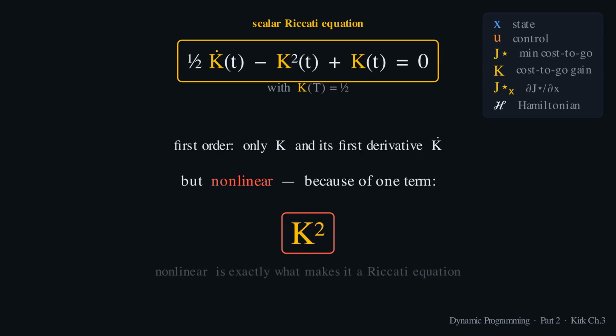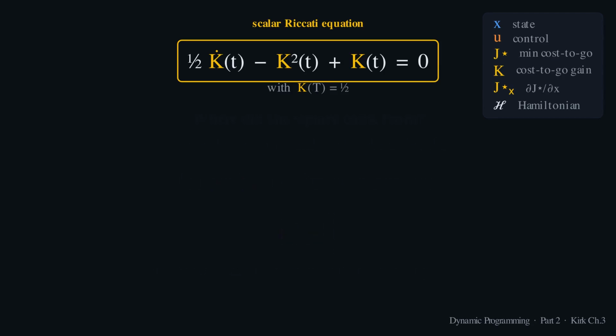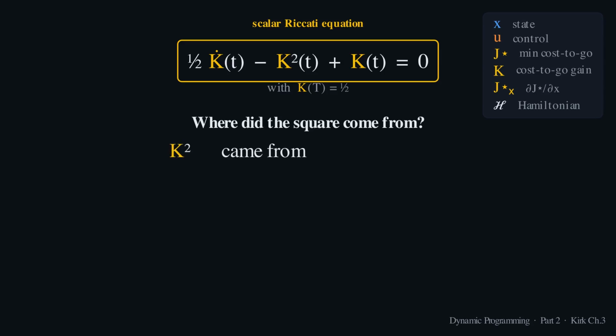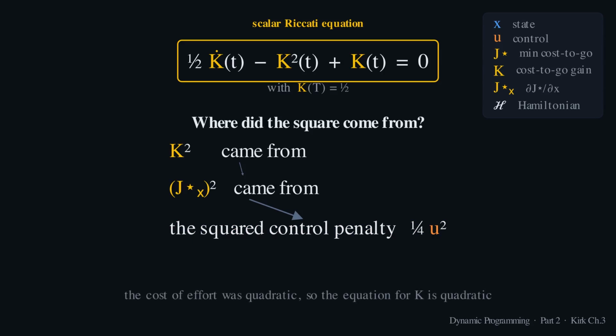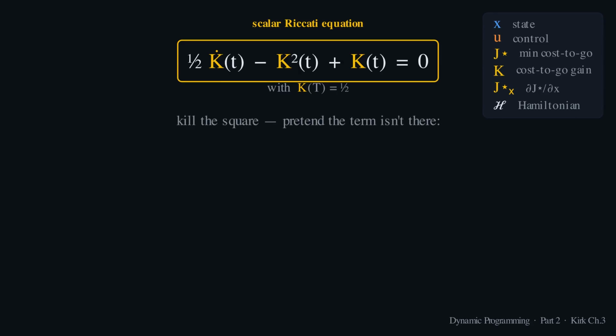Where did the square come from? Trace it straight back. The k squared came from the gradient squared, and the gradient squared came from squaring the control, that quarter u squared penalty we started with. The cost of effort was quadratic, so the equation for k is quadratic. Kill the square, pretend the term isn't there, and you just have k dot equals minus 2k, a plain exponential. The square is the entire personality of the problem.